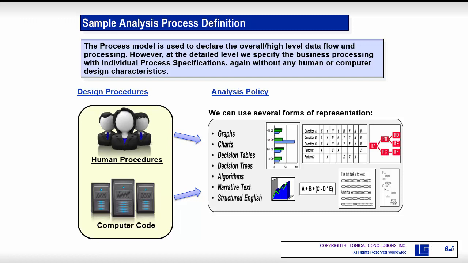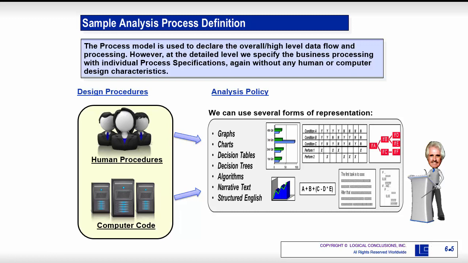We can use several forms of representation to document the business processing, such as graphs, charts, decision tables, decision trees, algorithms, if the process is a calculation, just ordinary written text, and if the written text could be read ambiguously, we can use a rigorous form of English called structured English. I've shown some simple examples of these on this slide, and I'll get a little more detailed in a later section.